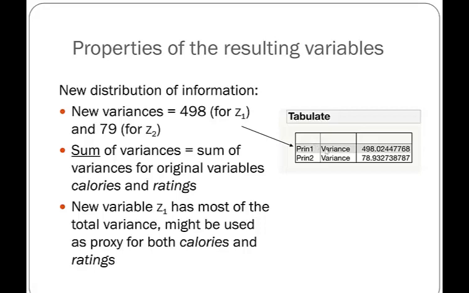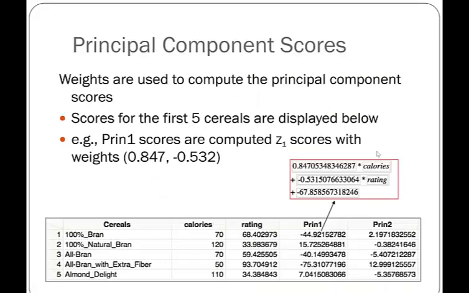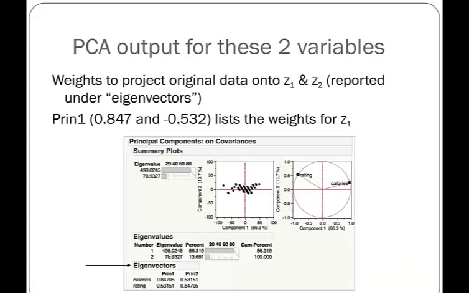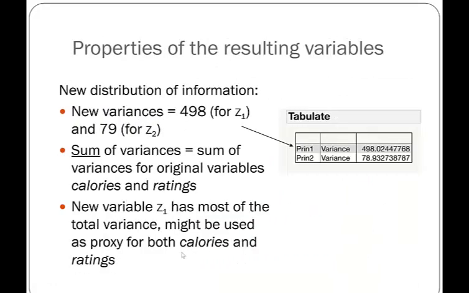And we say, what's the variance of Z1? Turns out to be 498.02. We actually saw that already back here. 498.02. And the variance for the second principal component is 79.93. Turns out if you add these things together, you still get the same value of 576.95. So the variance does not change, but there's no covariance.